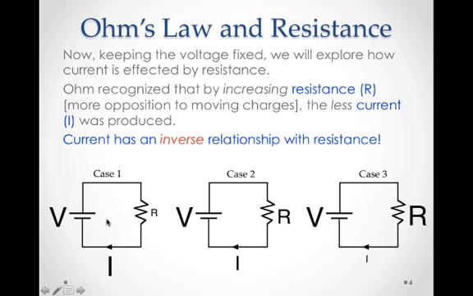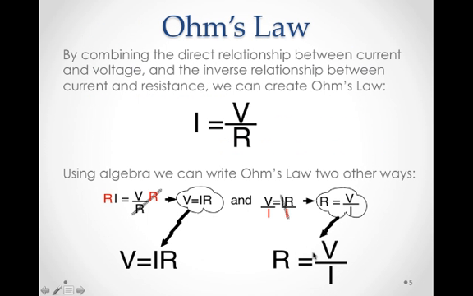If we keep the potential difference or the voltage the same and we increase the resistance, then the current is going to decrease. Put those two ideas together and you get Ohm's Law. Therefore, the current is directly proportional to the voltage or potential difference and inversely proportional to the resistance.